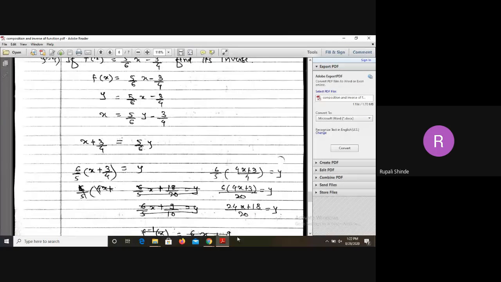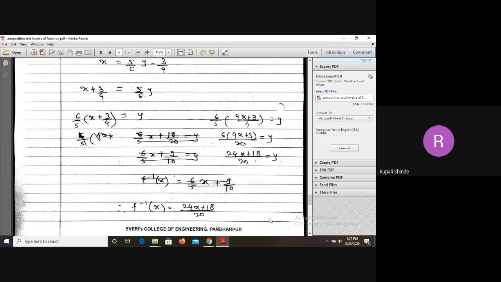No, that is not correct. I got 24x plus 18 divided by 20. Ma'am, after simplification. Yes, ma'am. 24x plus 18 upon 20. Yes, this is the correct answer.